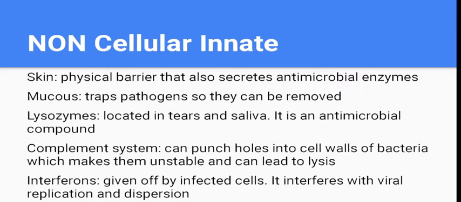Also interferons. So if a cell gets infected, it will give off these interferons, and that interferes with viral replication and dispersion of, I guess you could say, the badness or the sickness of the cell. Again, stuff can always mutate, like bacteria can mutate, viruses can mutate, and can get around the system some way. But this is just the general way the system works.